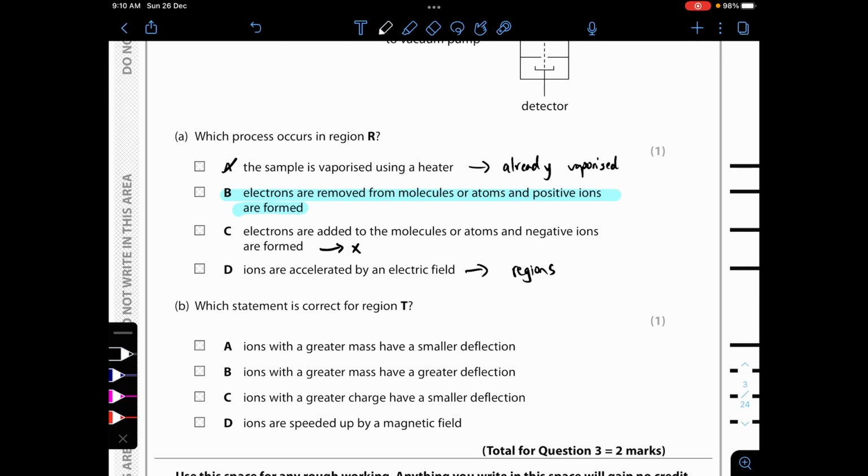Ions with a greater mass have a smaller deflection. Ions with a greater mass have a greater deflection. Ions with a greater charge have a smaller deflection. Ions are speeded up by a magnetic field.